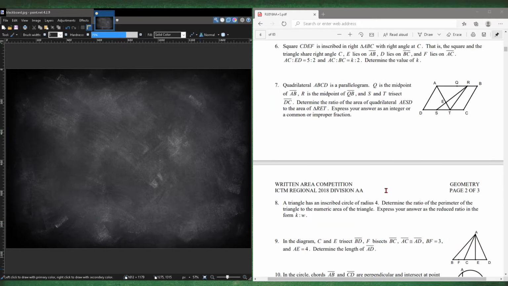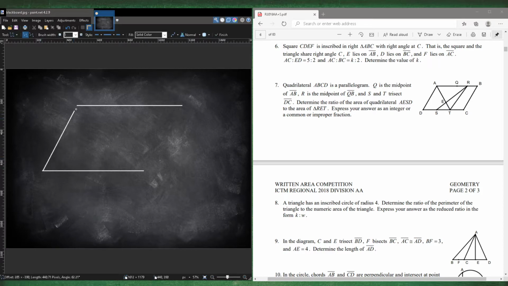Okay, number 7. Quadrilateral ABCD is a parallelogram. Q is a midpoint of AB. So let's actually kind of draw this diagram first. So we have some kind of parallelogram and a line and another line.